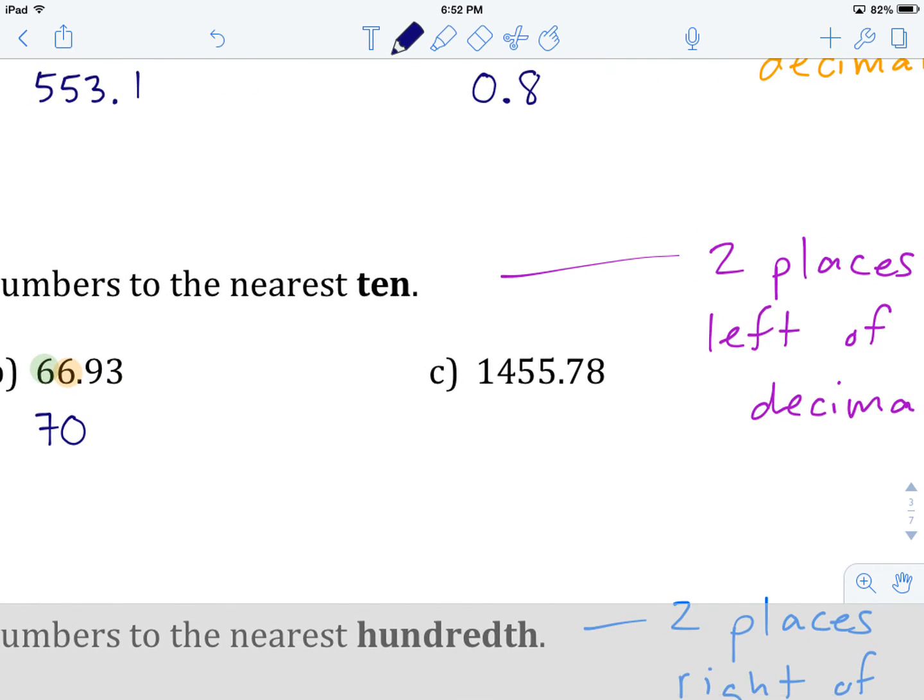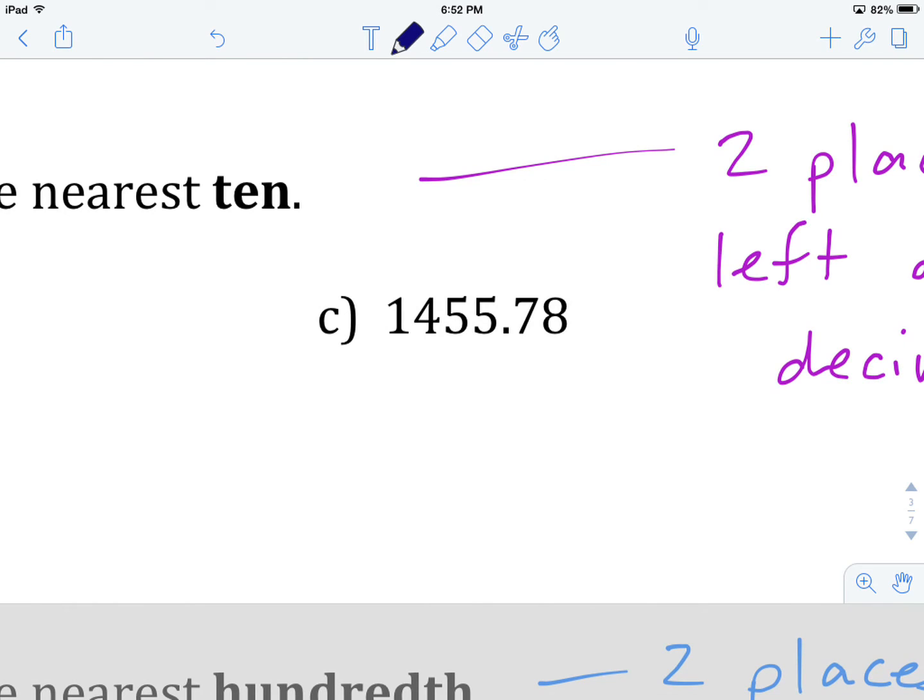All right, last example. I'd like you to hit pause here and try it on your own. It's 1,455.78 rounded to the nearest 10. When you got it, come on back and we'll see how you did.